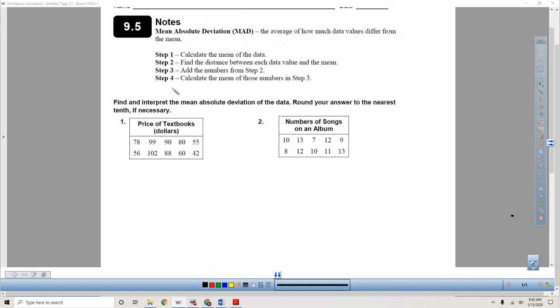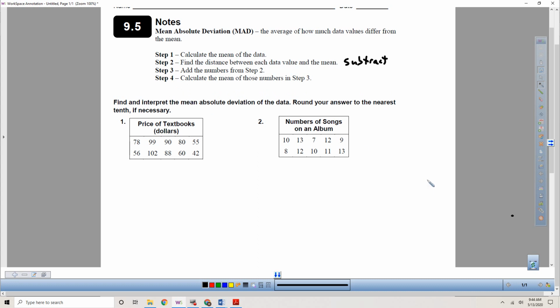So I have some steps written out. Step 1, you calculate the mean. So we find the average of the data. Step 2, we find the distance between the data value and the mean. So in other words, we just subtract. I'll write that out. We'll subtract each data value from the mean that we come up with on step 1. Then on step 3, we add the numbers from step 2. So each of these distances, or the differences. And on step 4, we calculate the mean, or the average, of those numbers.